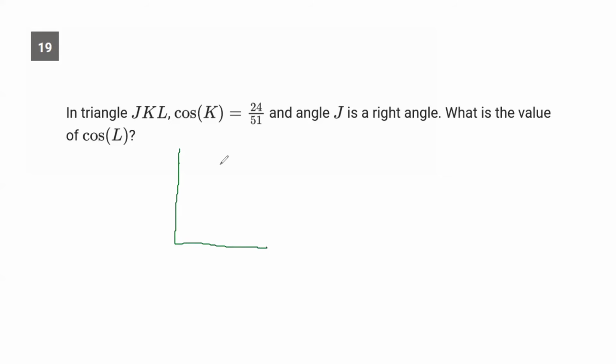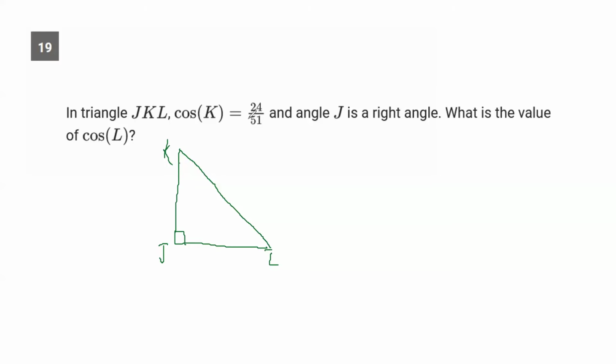So J is the right angle. And then again, you don't have to be Da Vinci when you draw. You just need to make them legible to yourself, right? So you're going to have J here at the right angle. It doesn't really matter where K goes and L goes, but I'm going to put it up here. I usually like to work clockwise when I'm writing my letters, but there's not really a reason for that. What is the value of cosine L?